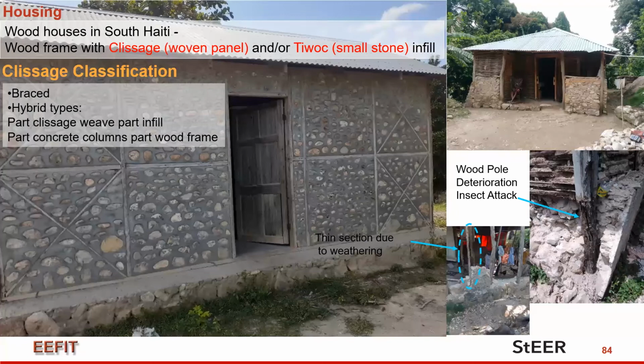Other types include braced, part clissage weave, part infill, hybrid mixed concrete column, and wood frame. We observed issues related to insect attack, weathering, especially moisture, and implementation, including due to the hybridization of the system.